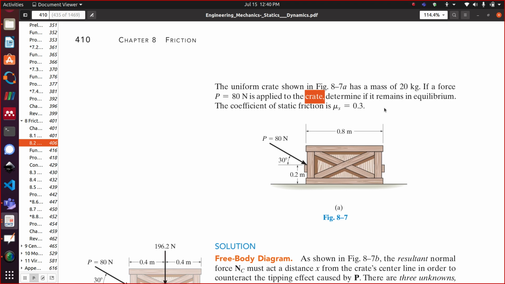So how do we find out whether the box remains in equilibrium or not? We can find out the minimum force P required to move the object. If that minimum force is less than 80, we will say that the object is not in equilibrium. If that minimum force required is more than 80, we will say that the friction can handle the external force and the object will remain in equilibrium.